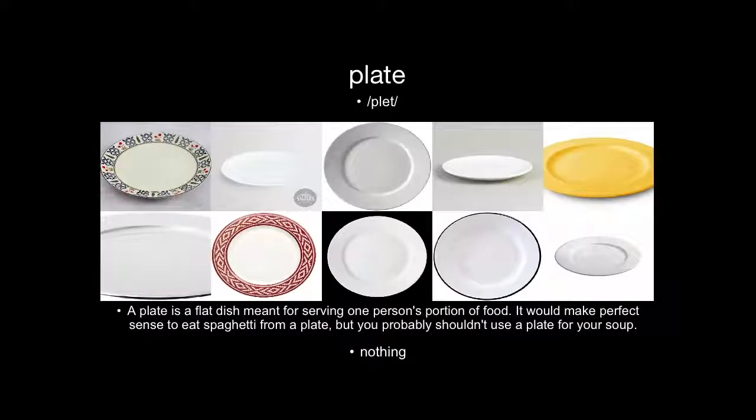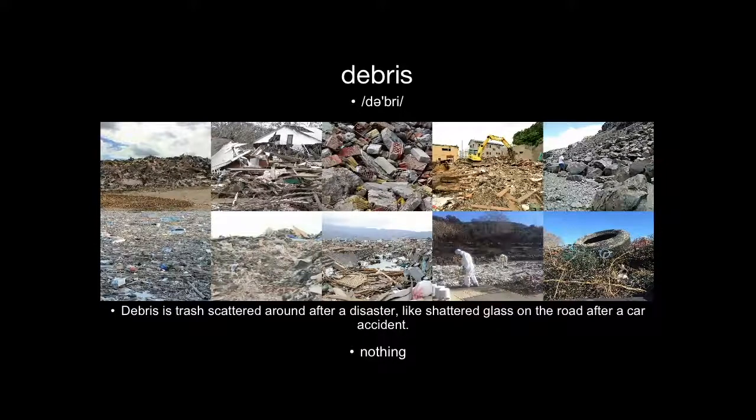Plate. A plate is a flat dish meant for serving one person's portion of food. It would make perfect sense to eat spaghetti from a plate, but you probably shouldn't use a plate for your soup. Debris is trash scattered around after a disaster, like shattered glass on the road after a car accident.